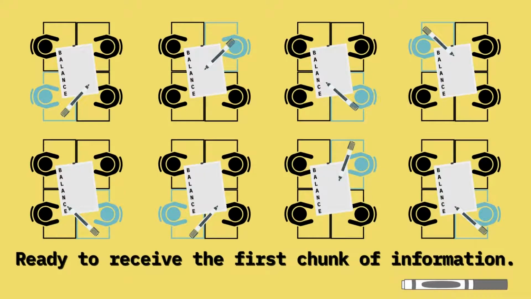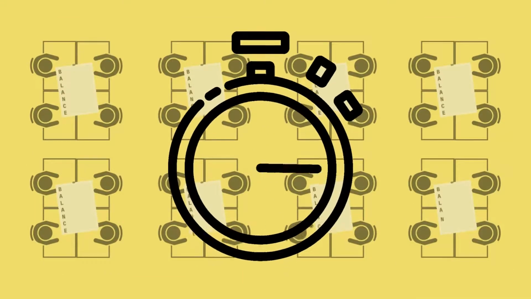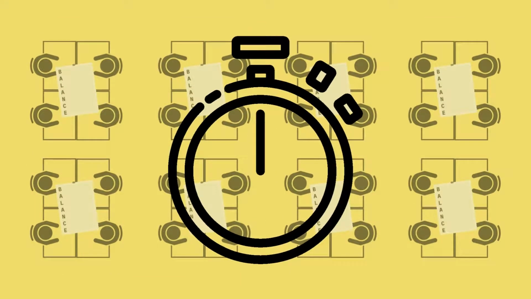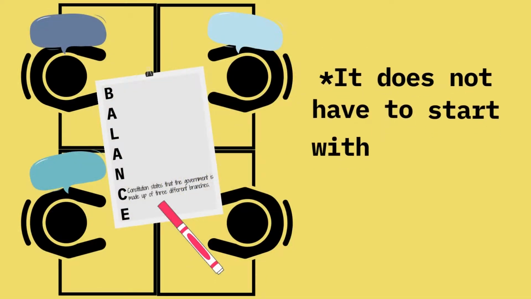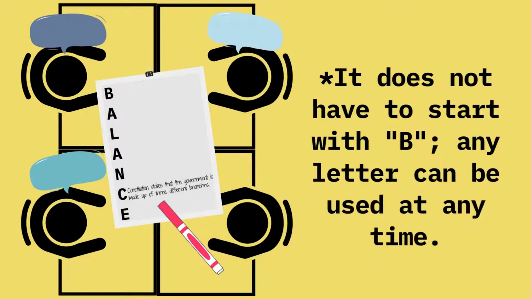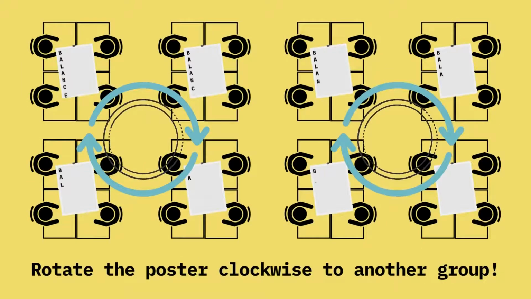The teacher will present the first chunk of information. Then, students will be given a set amount of time to deliberate and pinpoint the gist of this new information. They should generate a succinct sentence or phrase that represents the new information, but it must begin with one of the letters from the targeted term. Once their sentence summarizing the first chunk is completed, students will rotate their poster clockwise to another group.